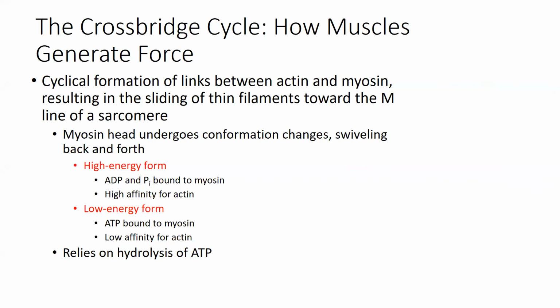Whereas in its low energy form, it has an ATP molecule bound. When the ATP is bound to myosin, it does not want to interact with actin, so it does not want to form a connection with actin. And this is going to rely on the hydrolysis of ATP. So in that high energy state, when ATP binds, it's going to get hydrolyzed, and that energy is stored there, waiting to be donated to this process.